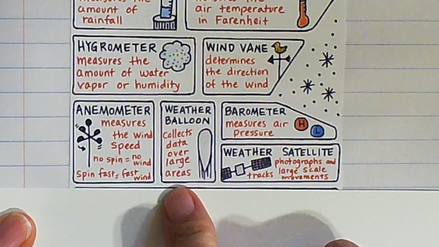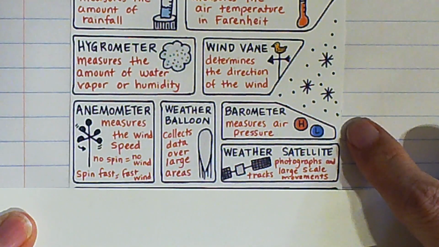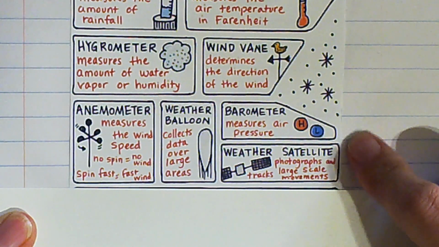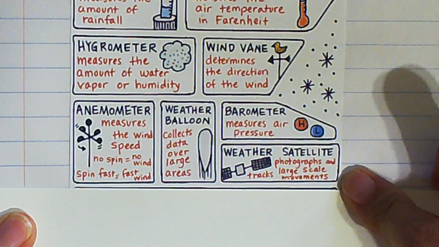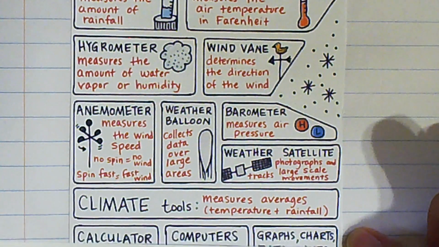We use weather balloons that collect data over large areas. A barometer is going to measure air pressure to kind of let you know if we're going to have a high front coming in or a low front coming in, those kind of things. We also have weather satellites that take photographs and track large-scale movements.